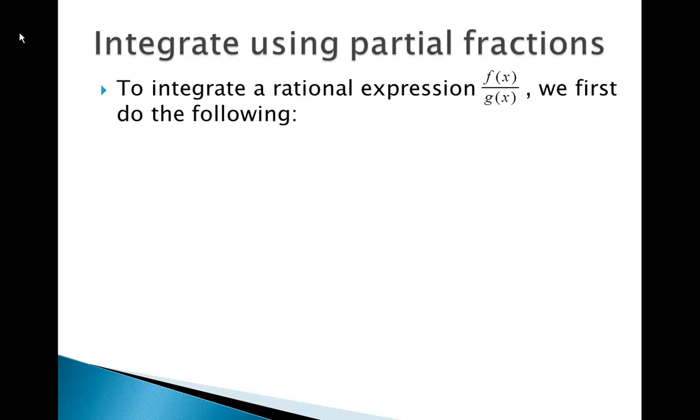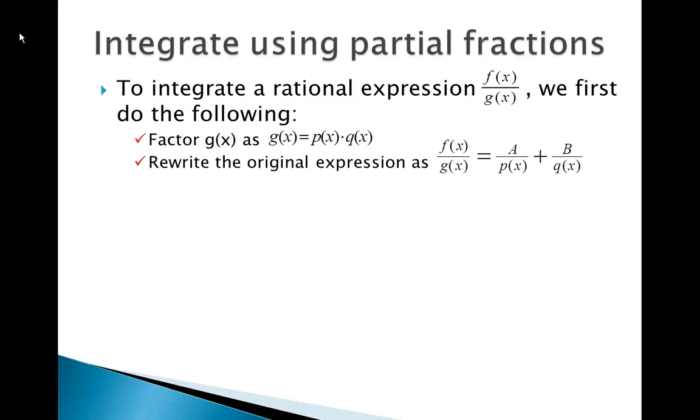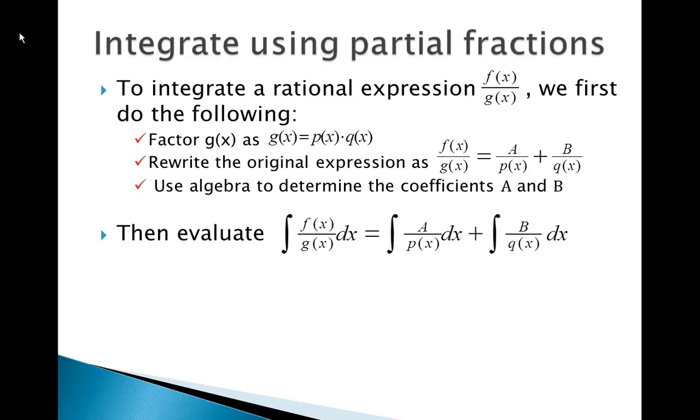So we want to integrate using partial fractions. We start with some rational expression f over g, and we want to do the following. We'll first factor g, rewrite g as the product of some p times q. Then we'll rewrite our original expression as some unknown a over the first factor of g, plus another unknown b over the second factor of g. And then we'll use algebra to figure out what the values of a and b are. This three-step process is the partial fraction decomposition process. Again, that was detailed in a previous presentation.